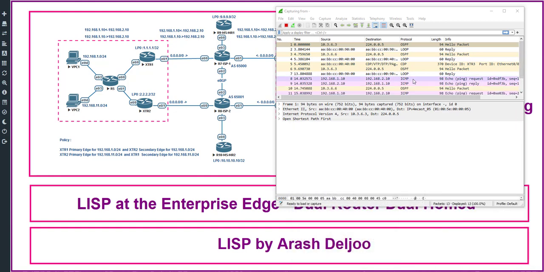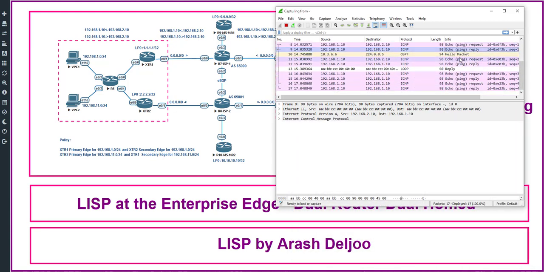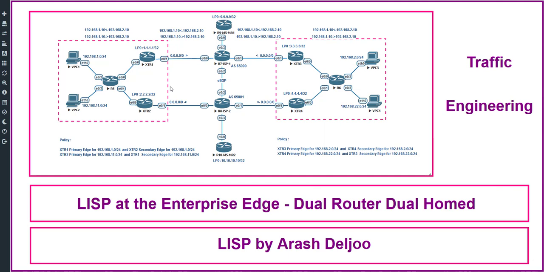After that, let me send traffic from, for example, VPC1 to the 192.168.2.10. As you can see here, we have the ICMP echo request and echo reply. This means that both traffic now is transporting from the router 3 to the destination and from the router 3 to the source.